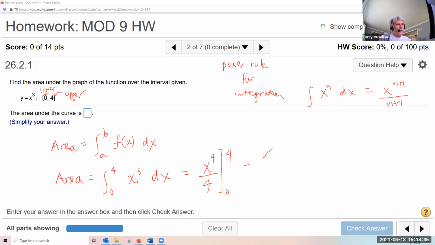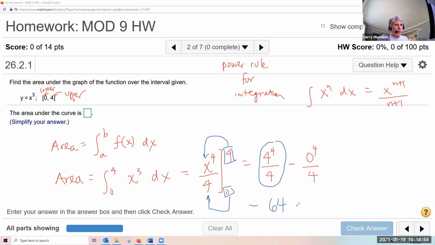So this is going to be 4 to the 4 over 4 minus 0 to the 4 over 4. Remember, the way you evaluate a definite integral is first you plug in the upper bound, then you plug in the lower bound, and you subtract the two results. All right, well, if I work this out, this is going to work out to be 64, I think. And back here, of course, this is 0. So this area works out to be just 64.